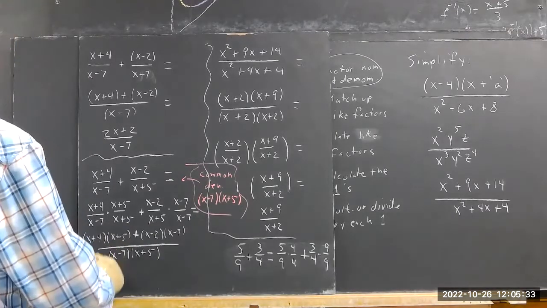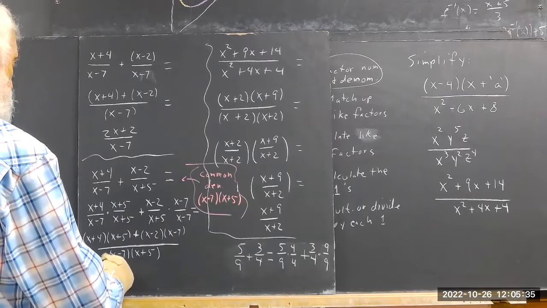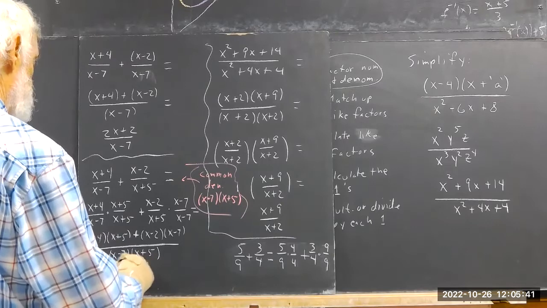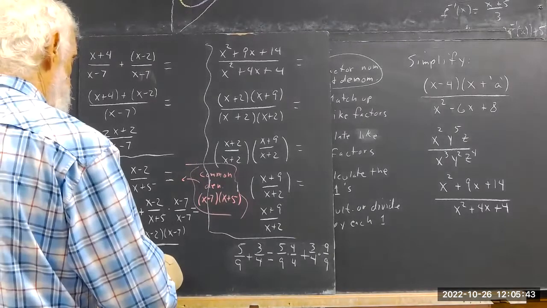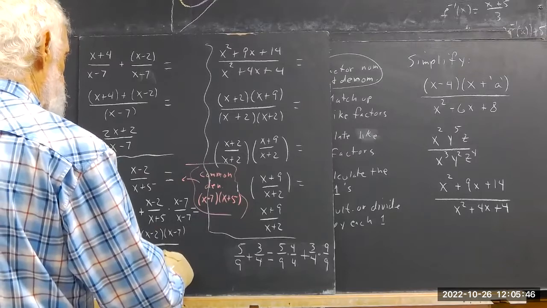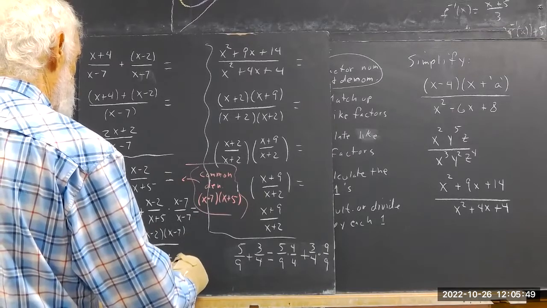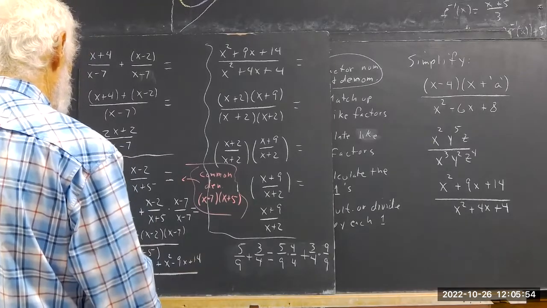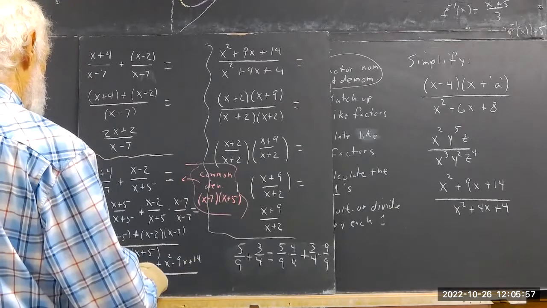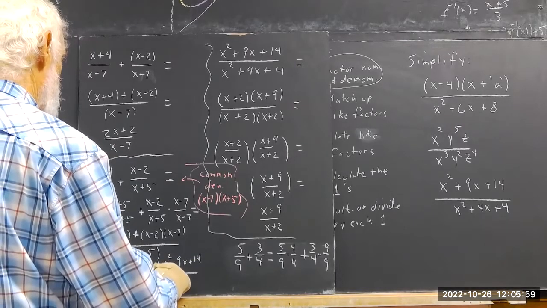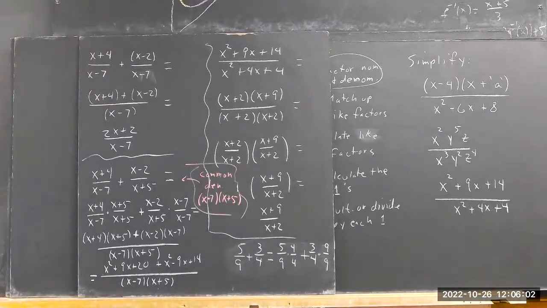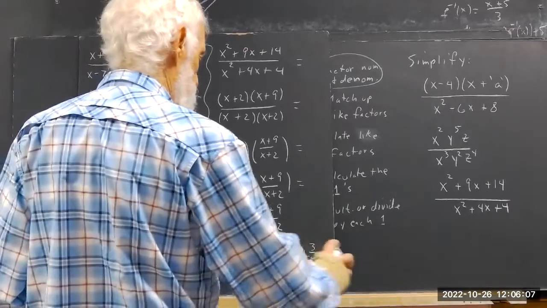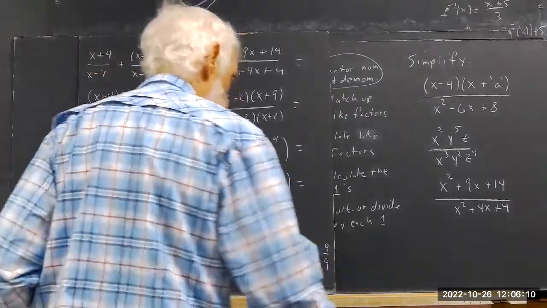Well, x plus 4 times x plus 5, you want to use the distributive law. That's x squared plus 9x plus 20. And then x minus 2 times x minus 7 is x squared minus 9x plus 14, divided by x minus 7 times x plus 5. And now we're running out of room. I'm going to borrow the room and use it over here. I'm going to take it back.